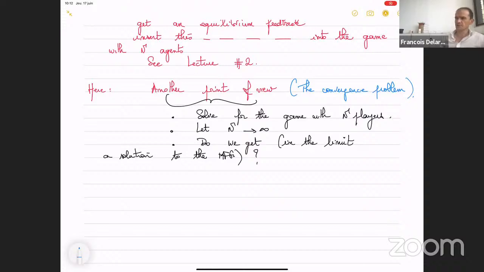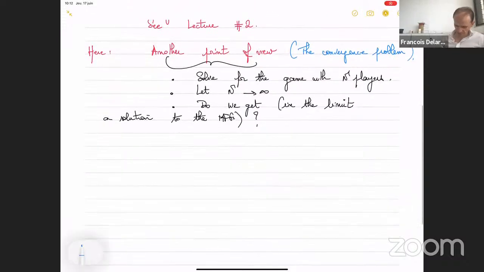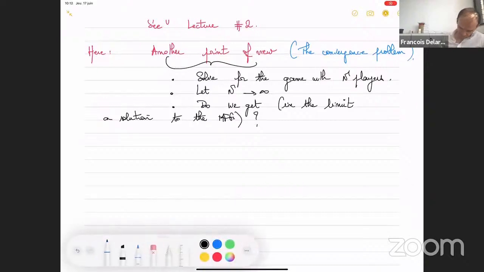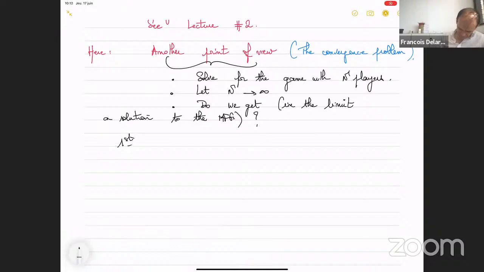The very good point when you use the master equation for solving the convergence problem is that it gives you a rate of convergence. So you really have something that is sharp. So this is one first approach. So first approach: use the master equation.